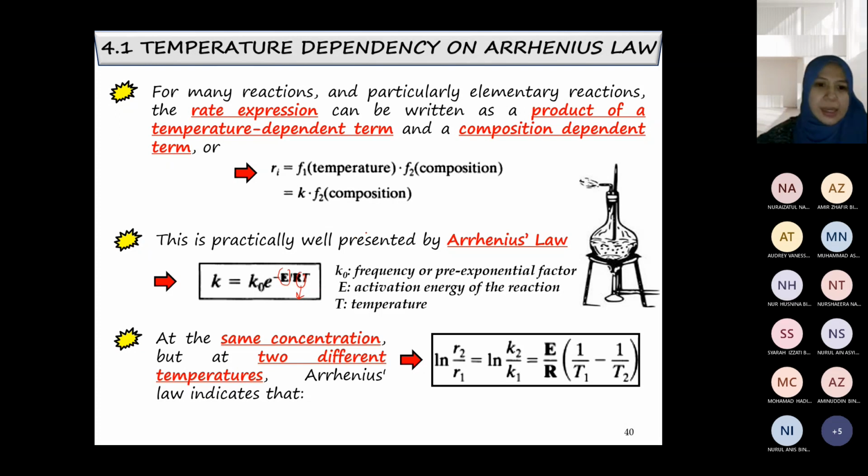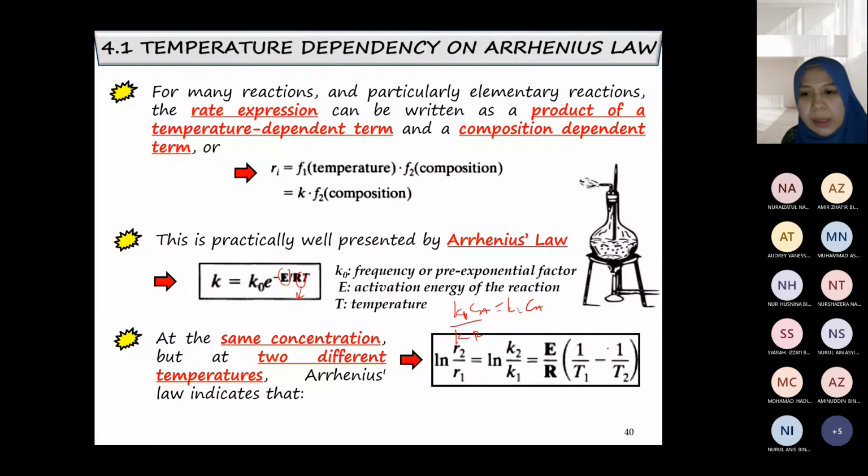Okay, and at the same concentration but at two different temperatures. Since it is the same concentration, we can equate them. For example, we have K1 CA, and we can equate it to K2 CA, but on the condition that they have the same concentration. That's why you can put it below. So we have ln R2 over R1 is equal to ln K2 over K1 is equal to E over R times 1 over T1 minus 1 over T2.